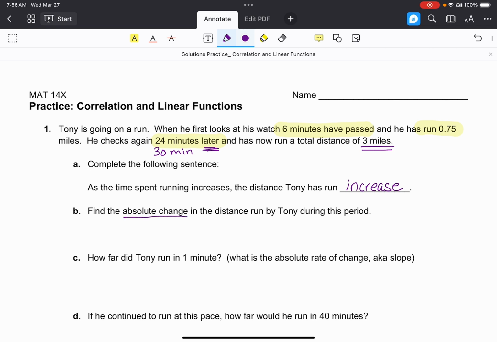So we can look at a few things. One, I just want to know what's the absolute change in the distance he ran during this period that we're looking at, between the 6 minute mark and then the 24 minutes later. Well, he ended at a total distance of 3 miles, and he started at 0.75 or 3/4 of a mile. So if I subtract my newer value minus my old value, I find that he ran 2.25 miles in those 24 minutes.